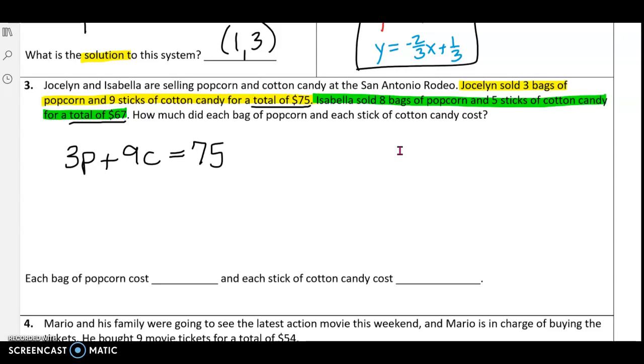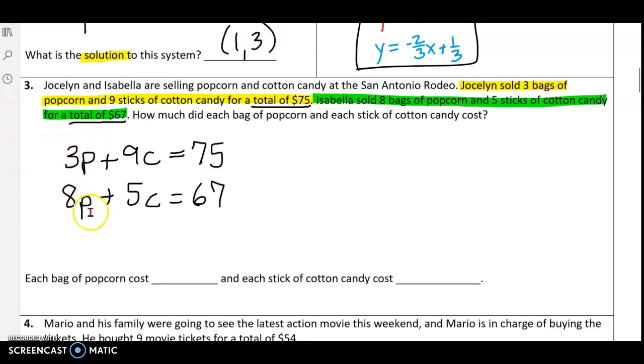Next, we have Isabella, who sold 8 bags of popcorn and 5 sticks of cotton candy for a total of $67. Now we need to solve it. As they are both in standard form, elimination would be the best method to solve this one. Now, it is a little bit difficult. We want to eliminate something, but it gets a little bit tricky.